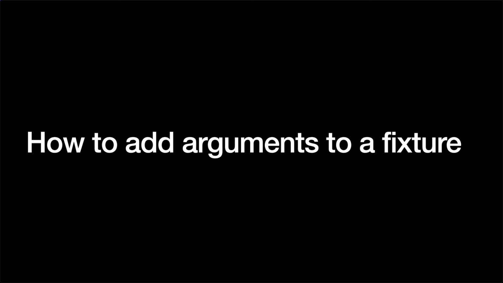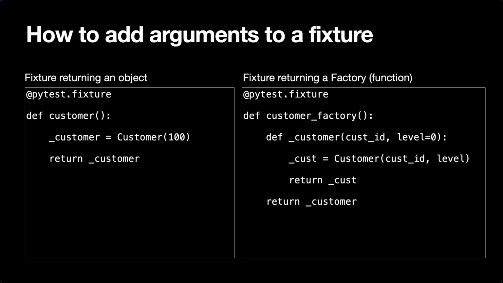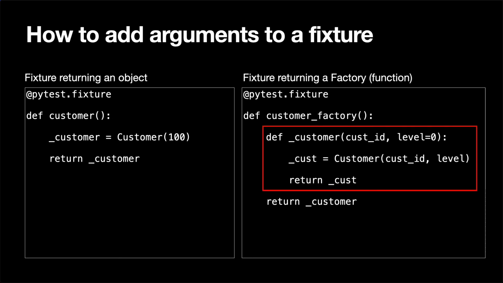We've been using a fixture, but it is a bit limited because the object has a fixed cast ID and the default level value. It would be more useful if we could create an object using different parameter values. So instead of creating an object with fixed parameter values, like the one on the left, you can create a fixture that returns a function to create an object so that you can specify the parameter values as an argument in the function. So this is sometimes called a factory pattern in object-oriented programming.